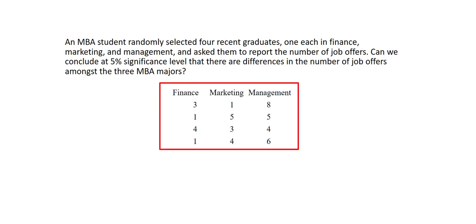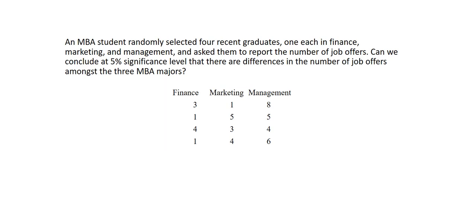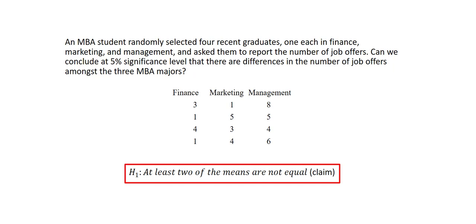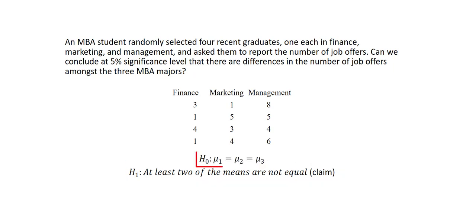We'll start by writing down the null and the alternative hypothesis. The claim is there are differences in the number of job offers amongst the three MBA majors. So this will be the alternative hypothesis: at least two of the means are not equal. The null hypothesis will be all the three population means are equal.